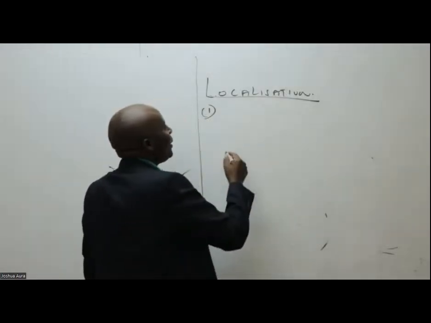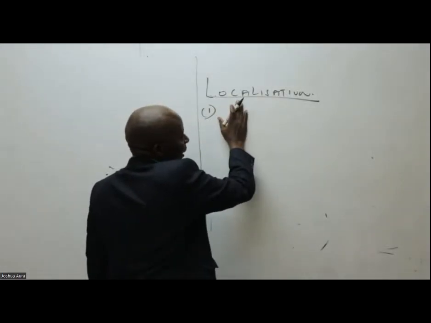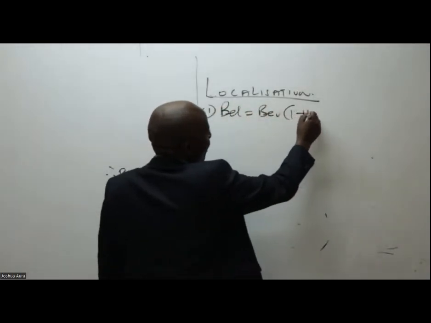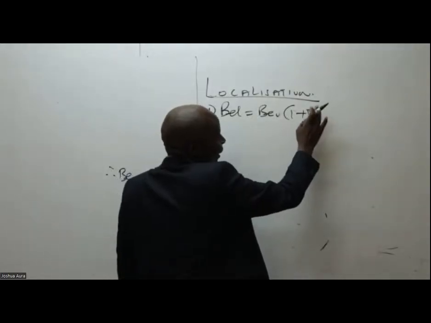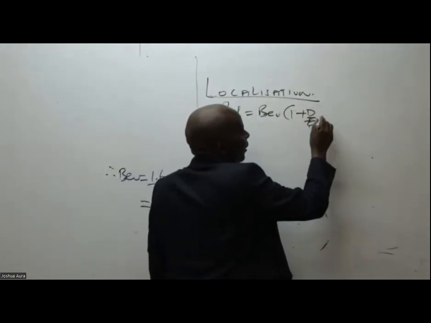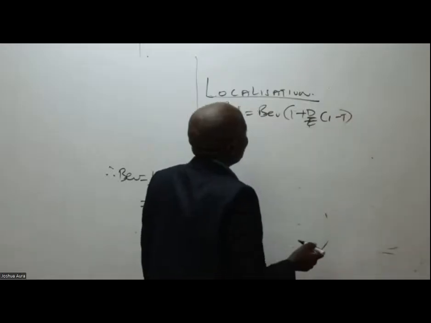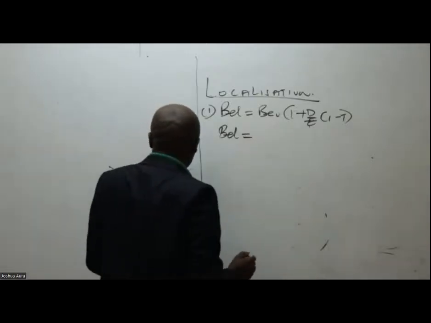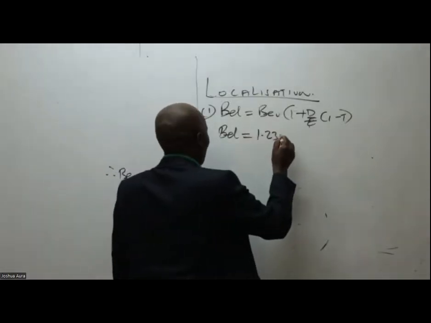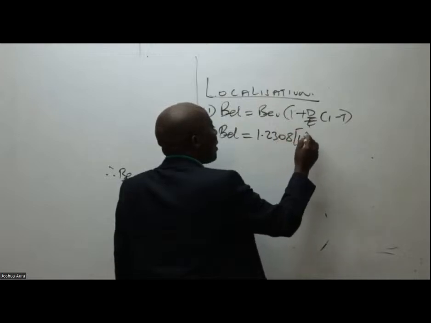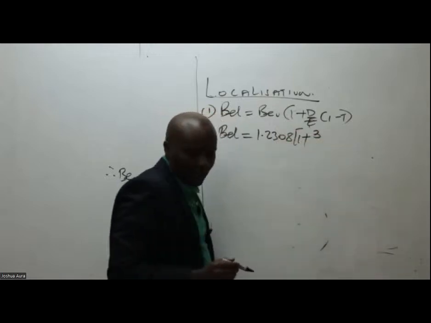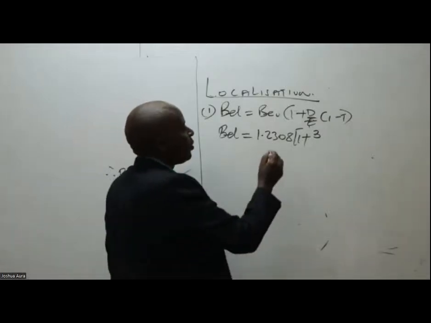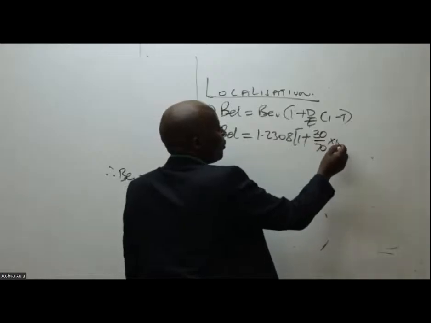So localization is normally done using Hamada's model. We know that BEL should be equal to BEU into 1 plus debt over equity into 1 minus T. So my BEL here will be equal to BEU, 1.2308, into 1 plus debt is 30, debt in Roman 1 is 30 debt, 70 equity, and then 0.7.